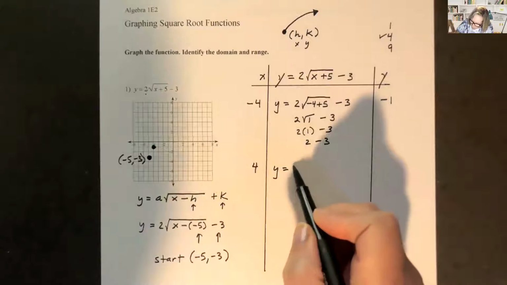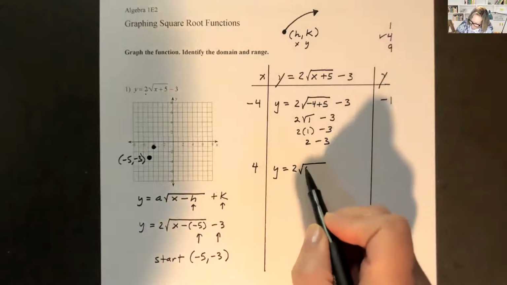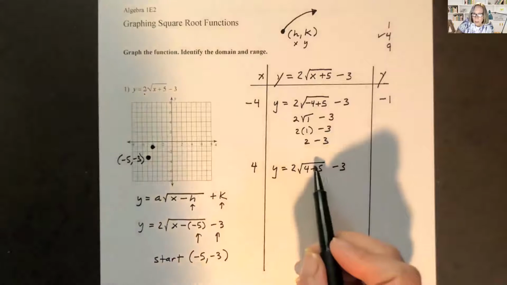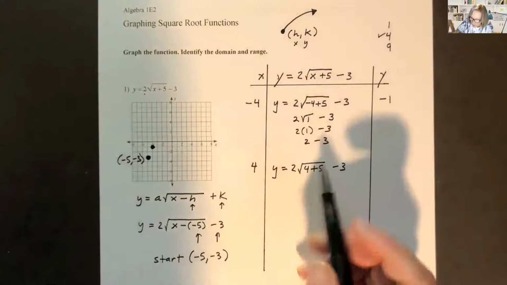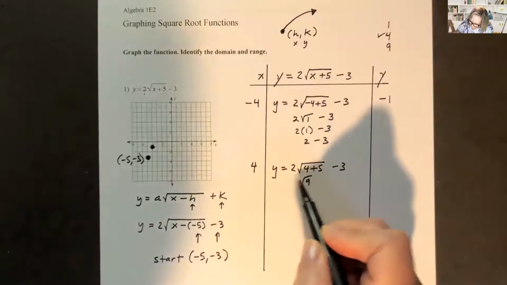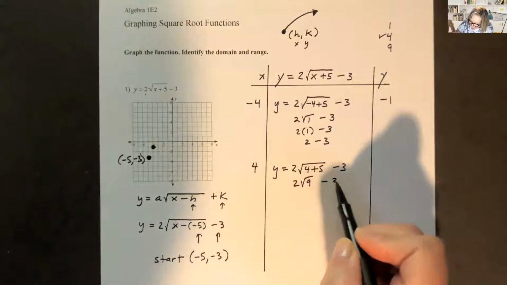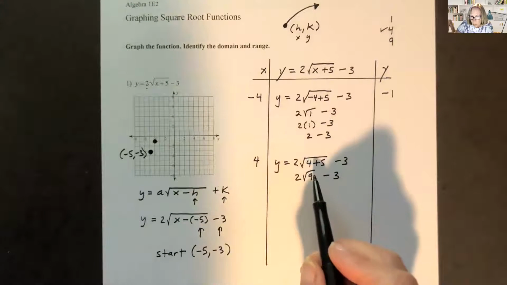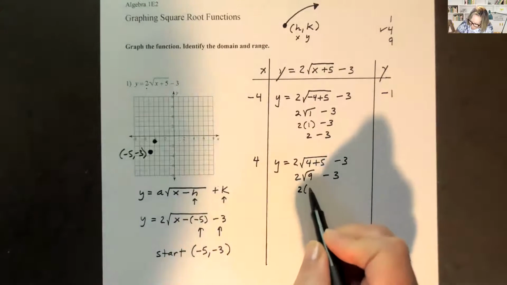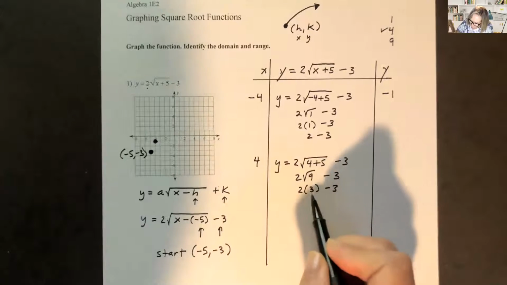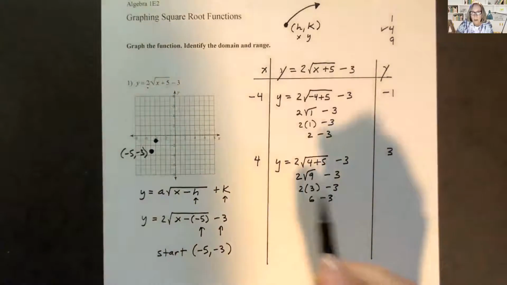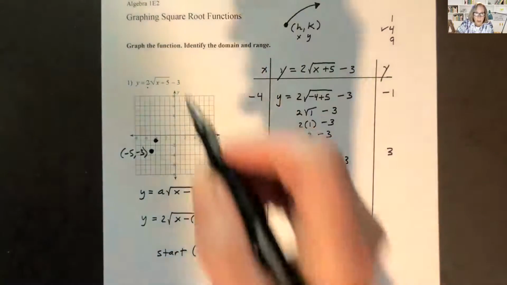So y equals 2 times the square root of 4 plus 5, and then minus 3. So under here, 4 plus 5 is 9. So 2 times the square root of 9 minus 3. I'm just simplifying one step at a time. Square root of 9 is 3. So this is 2 times 3 minus 3, which is 2 times 3 is 6. 6 minus 3 is 3. So that means the ordered pair 4, 3 must be on the graph.